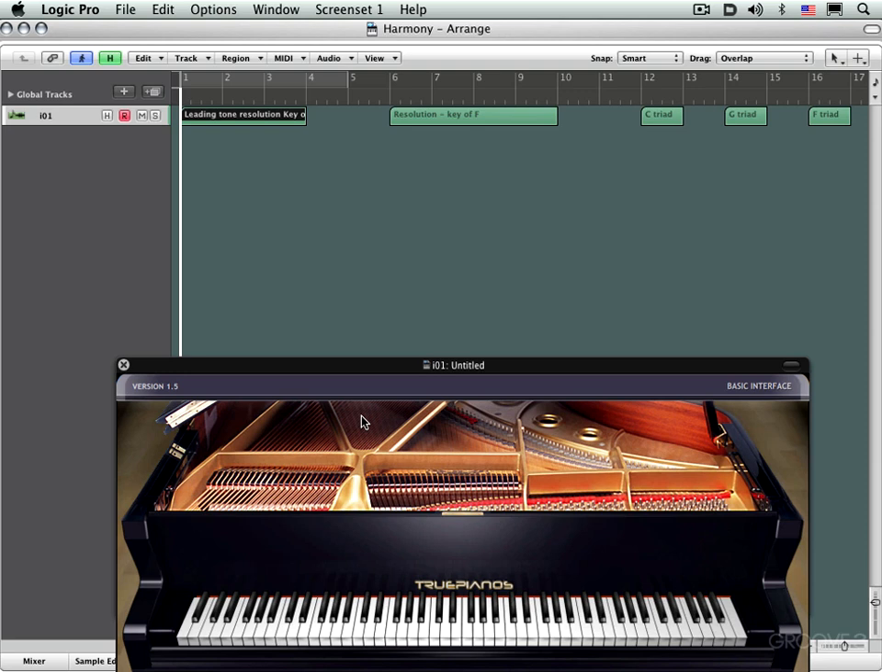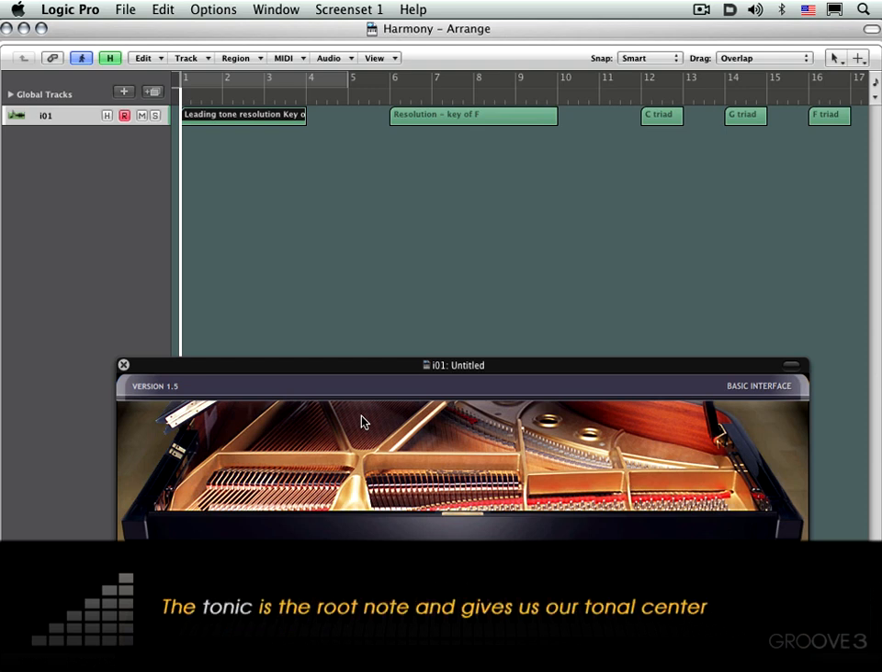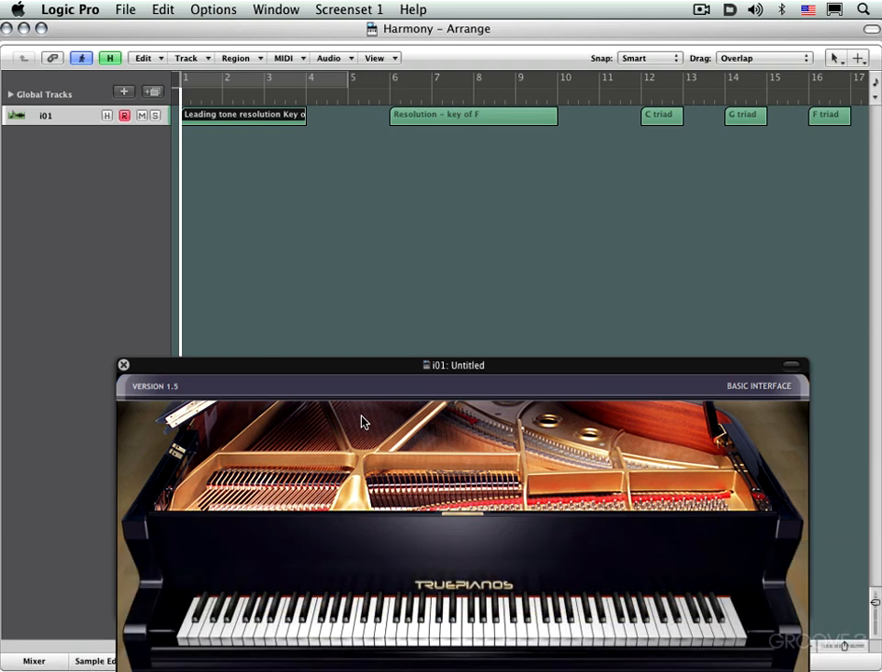So far we've looked at various major and minor scales. Each degree of the scale has characteristics that contribute to our feeling of orientation, our sense of key in the tonal center, and where we are in the key. Now the tonic, the root note, is the defining strongest note that gives us our sense of key. All the other degrees in the scale are various distances from the tonic. Let me just play a C major scale and show you what I mean.